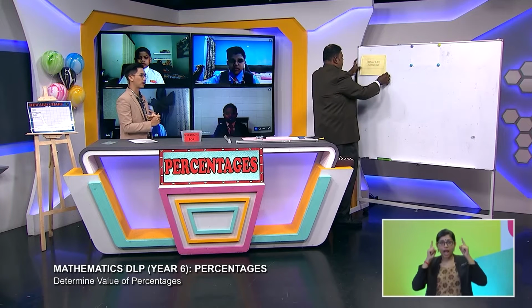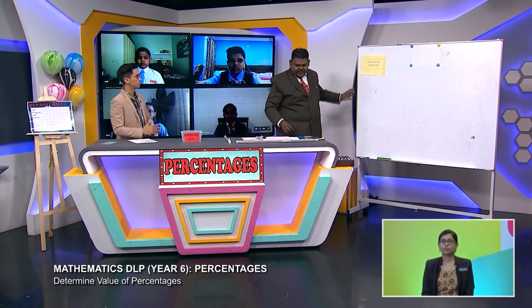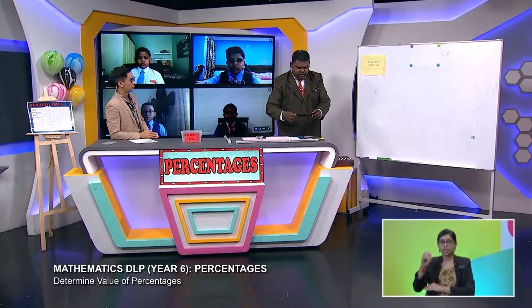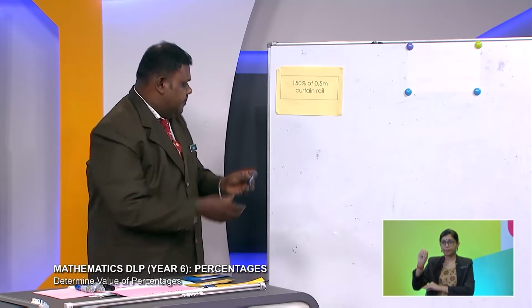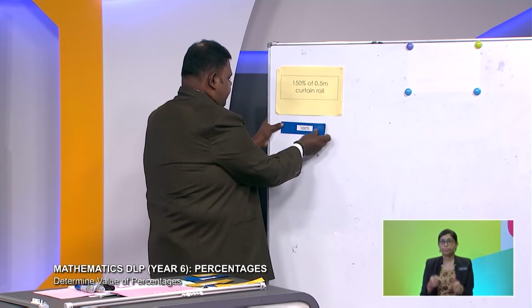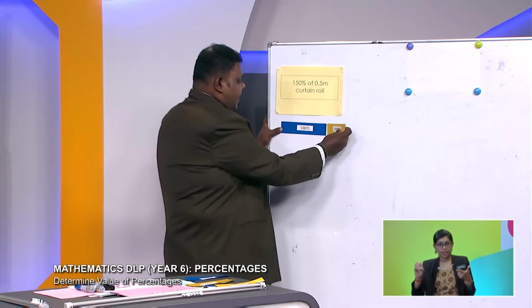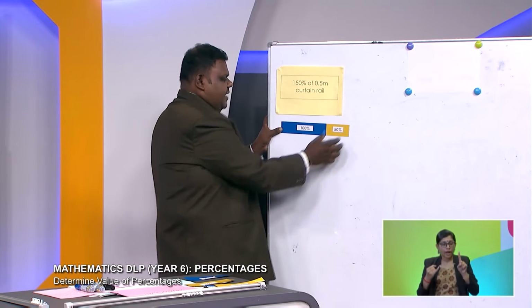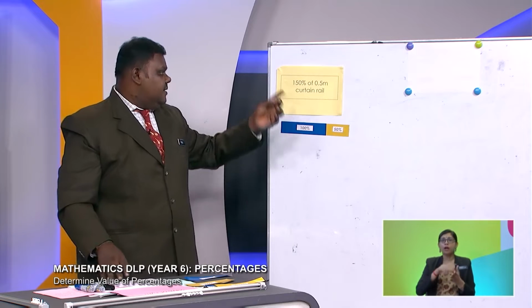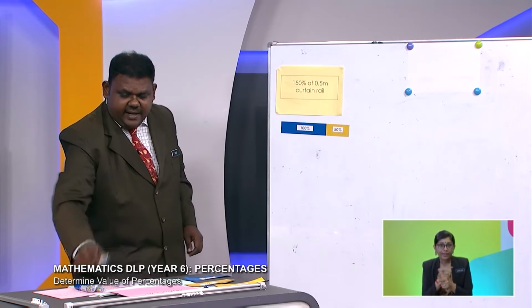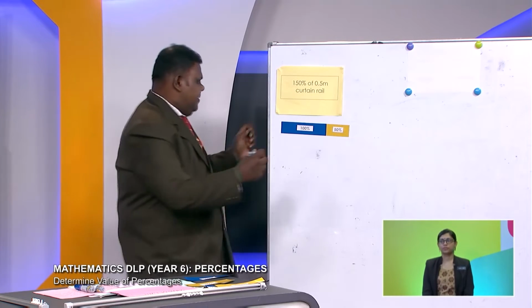150% of 0.5 meters. Okay, now we're going to calculate 150% of 0.5. I will show you with this bar model. This is 100%, which is 0.5 meter. And you have to add another 50%. So definitely it will be more than 0.5 meter. Now let's calculate using the standard written method.